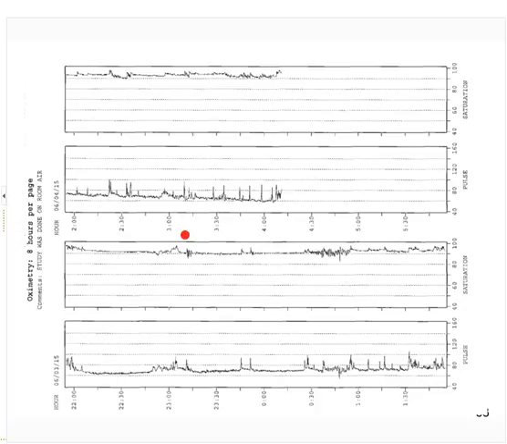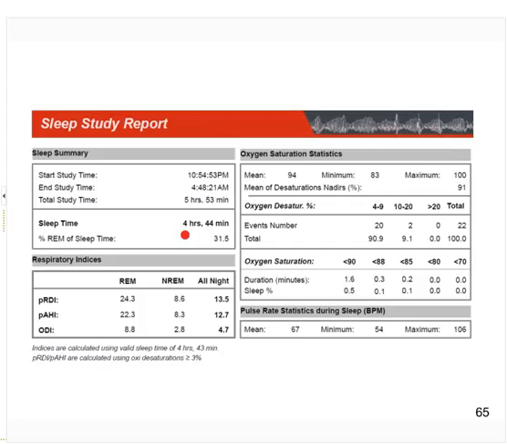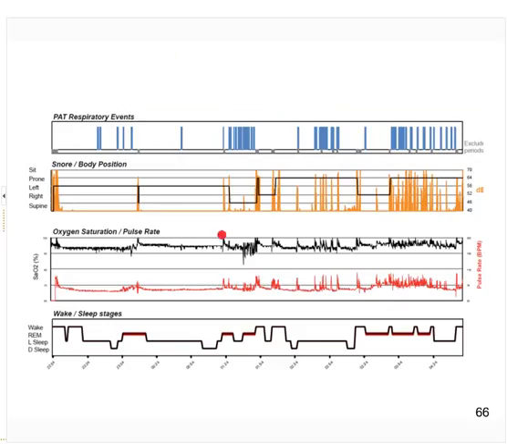You do a WatchPAT, and you get a different answer. Here the sleep time is 4 hours and 44 minutes. Not the longest sleep time in the world, but one that's probably adequate. If you look at the RDI, you get 13.5. You look at AHI, you get basically 13. And the ODI is about 5. There's a little bit of oxygen desaturation here. This is what the events look like. And this is what the rest of the report looks like.